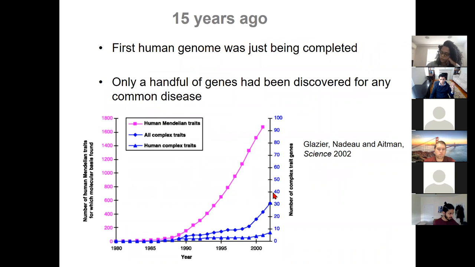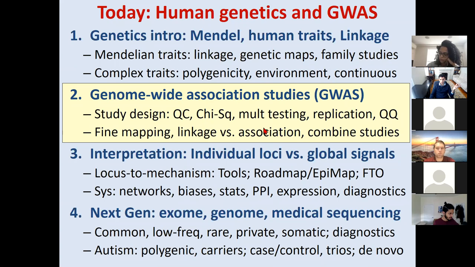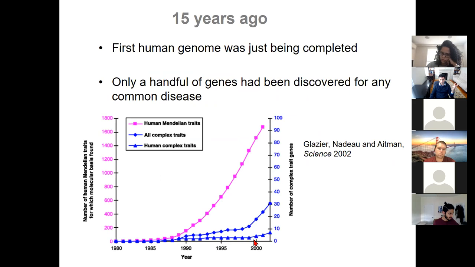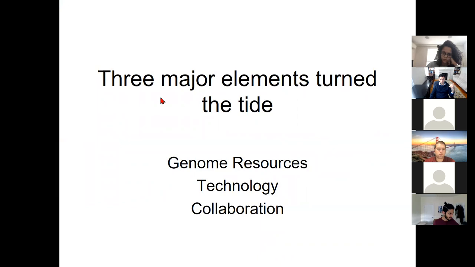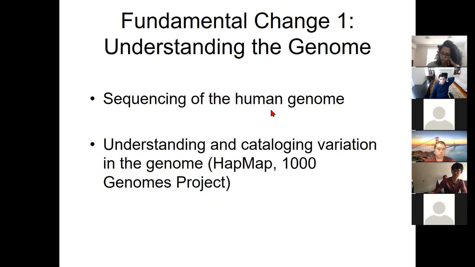So that's where we were, and that's how things dramatically changed with genome-wide association studies. So here we are in the early 2000s. The human genome has just been finished, the initial draft in 99, the final sequence in 2003. So we are just at the beginning of having a complete genome, and we can now enter the era of genome-wide association studies. So there are three major elements that turned the tide. The first is genomic resources, the second is technology, and the third one is collaboration. The sequencing of the human genome was a major such resource. The second one is the cataloging of variation in the genome. That's HapMap and the Thousand Genomes Project, which we talked about last time.